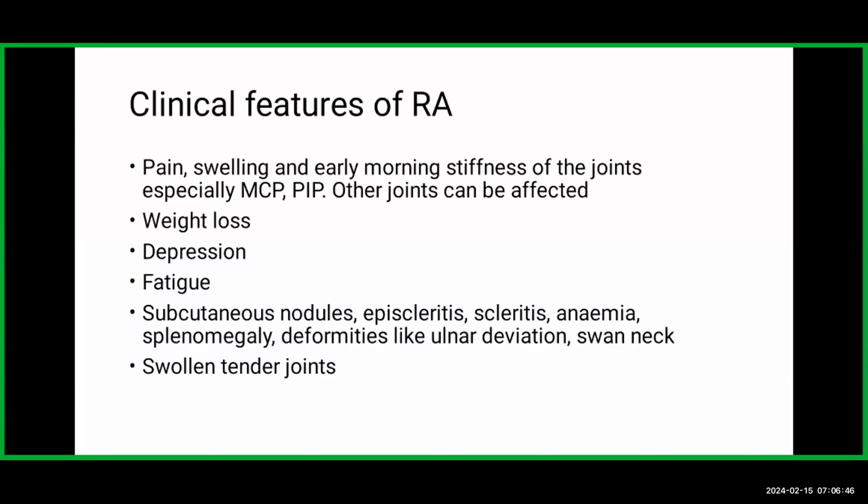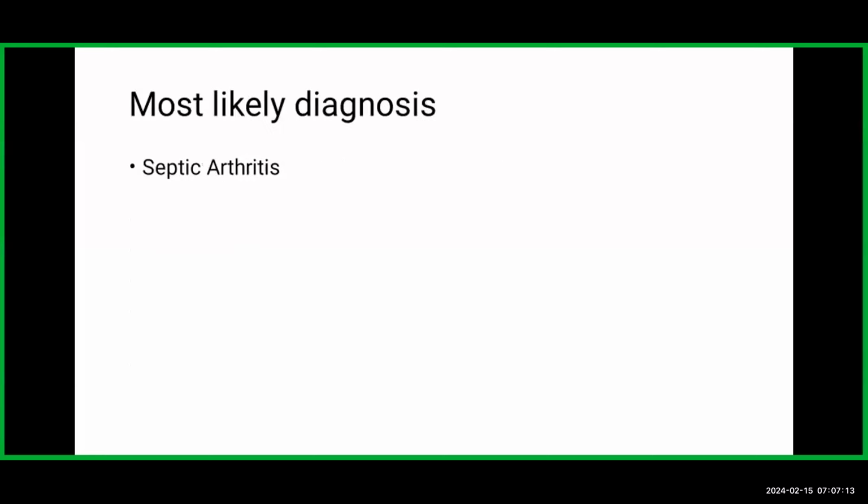And then other joints can also be affected. Patients could also have weight loss, depression, fatigue, other extra-articular features like episcleritis, scleritis, then investigations could show features like anemia. Then the patient in advanced situations could have nodules or deformities like ulnar deviation or swan neck. And then also when you examine these patients, their joints could be swollen or tender.